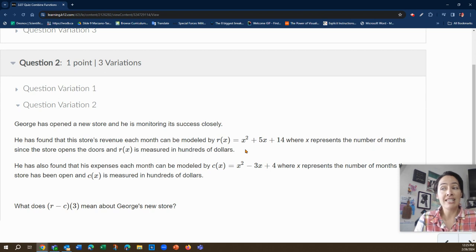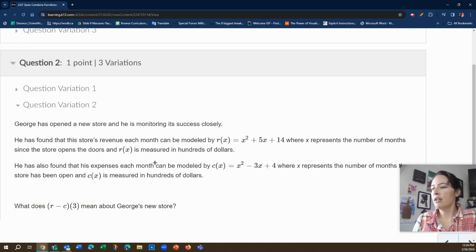He's also found that his expenses each month can be modeled by a cost function, C of x, equal to x squared minus 3x plus 4, where x represents the number of months that the store has been open, and C of x is measured in hundreds of dollars. Okay, that's helpful. So x represents months since the store has opened its doors. The output units are hundreds of dollars. Just keep that in mind.